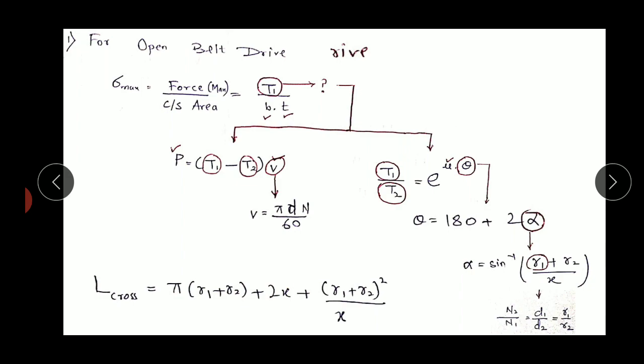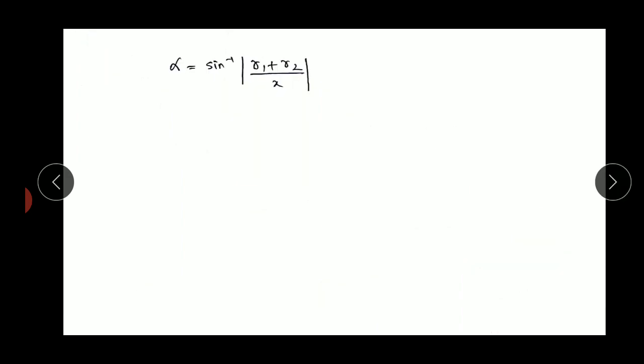So one variation is in the length of the belt, and the other variation is in the formula of alpha and the formula of theta. Once you keep it in mind, you can easily remember the formulas and you can easily solve the question for both open belt drive and cross belt drive. So first step, we have to find alpha.